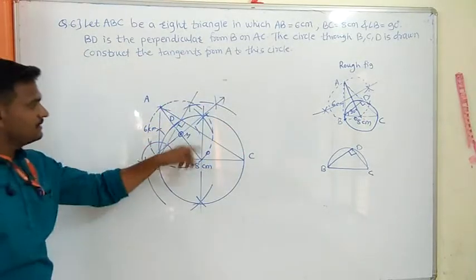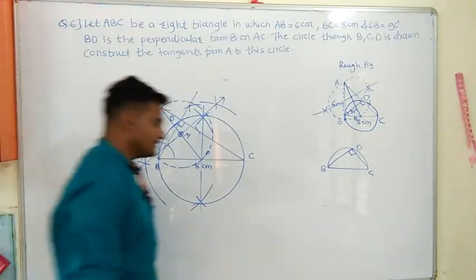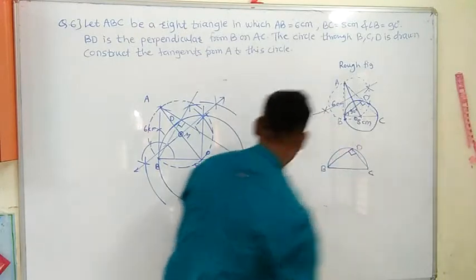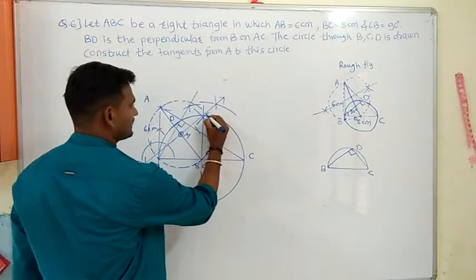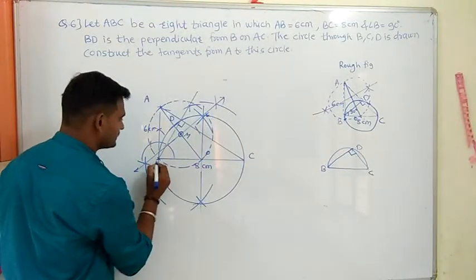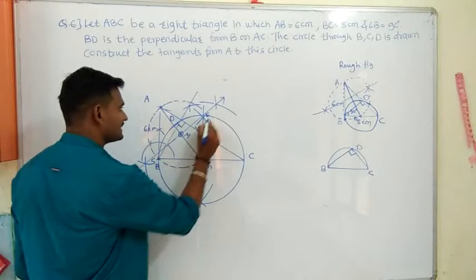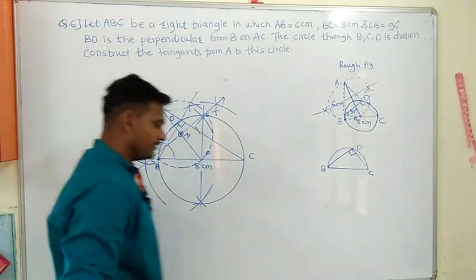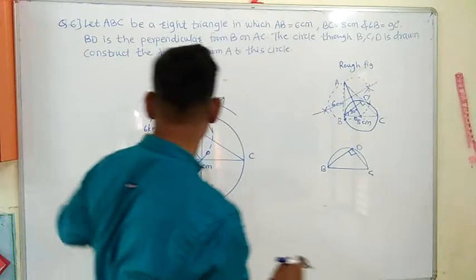Okay, I got this dotted circle. Now see where this dotted circle intersects the main circle. It intersects the main circle at these 2 points. I will name these points S and T. Now draw a tangent to each point.